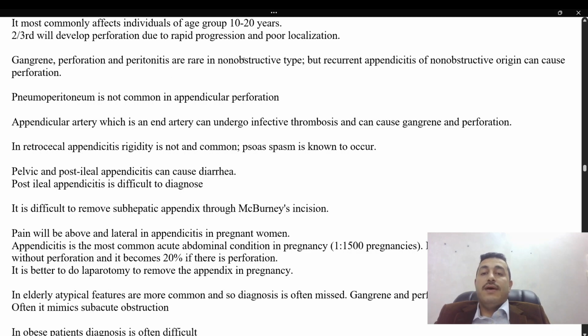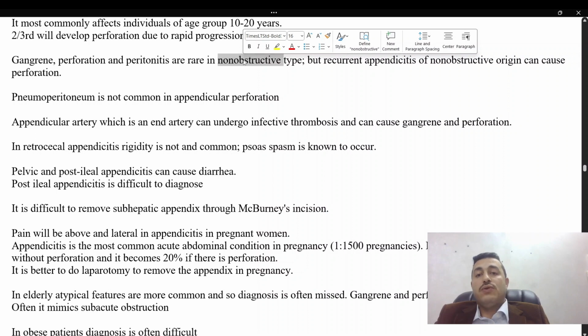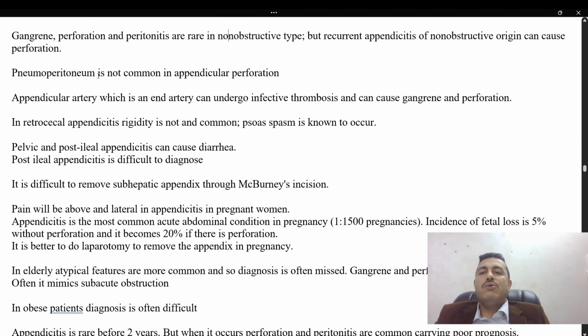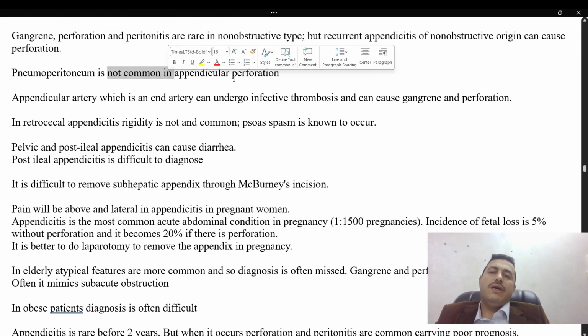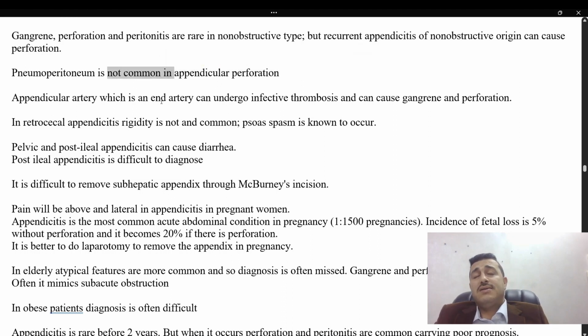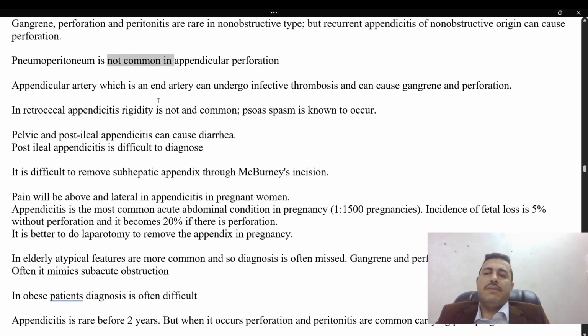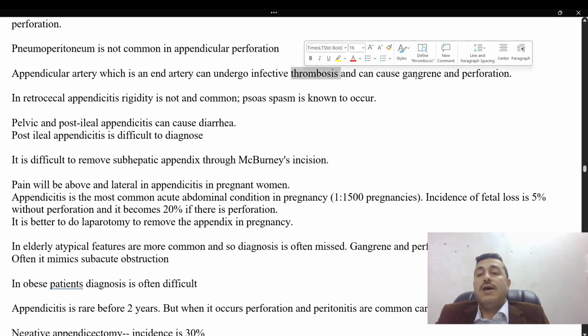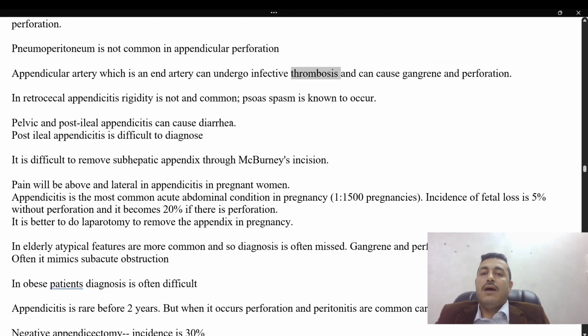We said we have two types, non-obstructive type and obstructive type. Gangrene, perforation, peritonitis is rare in non-obstructive type, but recurrent appendicitis is common in non-obstructive type. Pneumoperitoneum is not common in patient with perforated appendicitis, except it's theoretically acceptable. The lumen of the bowel is opened already, but it's rare. Appendicular artery is an end artery. There is no collaterals. There is no anastomosis, so thrombosis and gangrene and perforation more likely to develop.